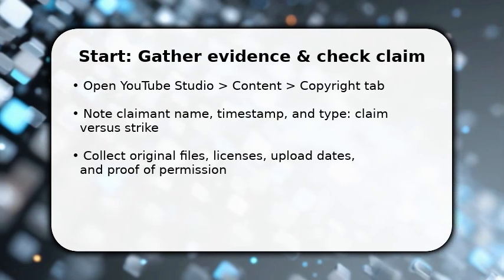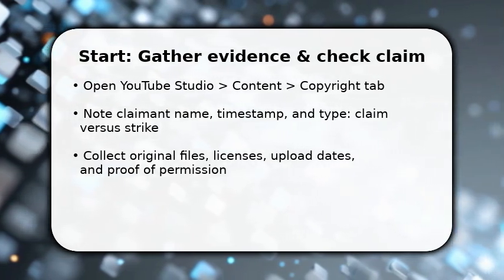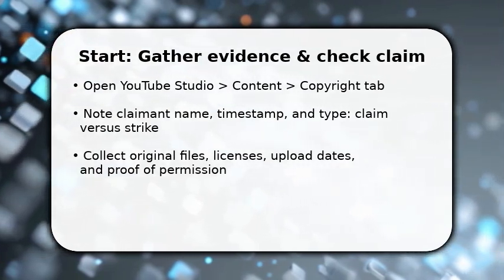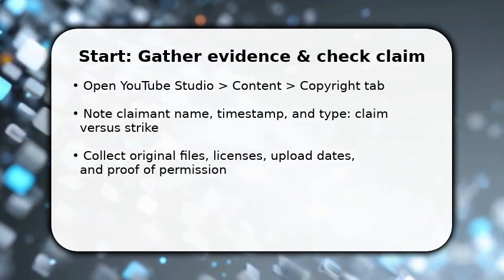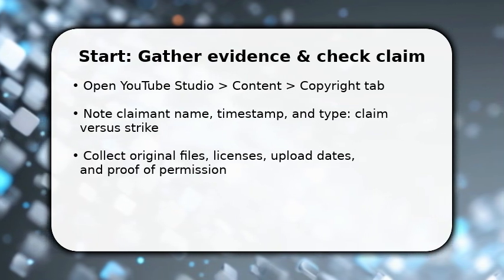You spot a yellow copyright claim. Act now. First, open YouTube Studio and find the Copyright tab for the affected video, then note the claimant, exact timestamps, and whether it's a claim versus a strike.